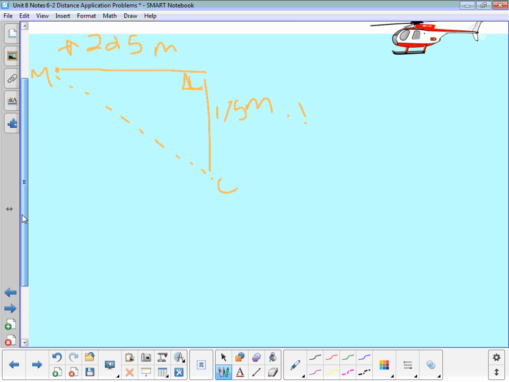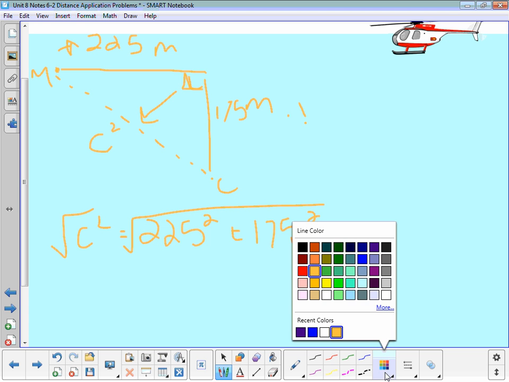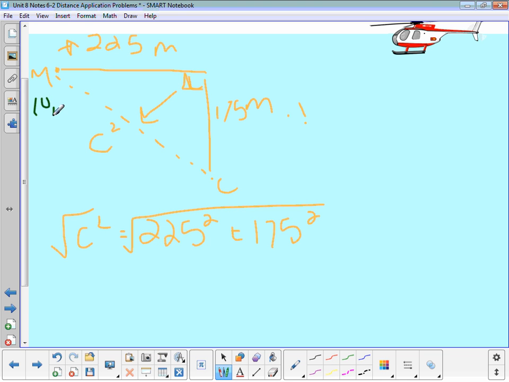So what it would be is we're looking for our c squared because this is our hypotenuse. So we have c squared is equal to 225 squared plus 175 squared. Now, in order to do this, we need to take the square root of both sides. Now I'm going to take a second and show you something kind of neat. So let's call Minneapolis the point 0, 0. Let's call Chicago the point 225, negative 175. And I got that because we went right 225 and down 175.